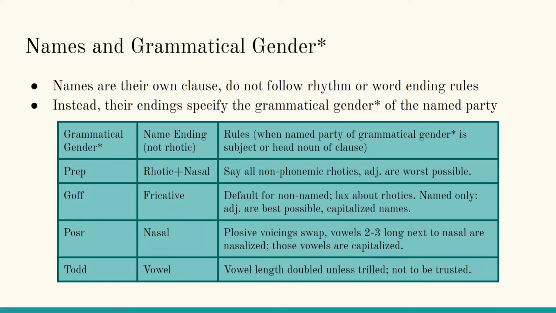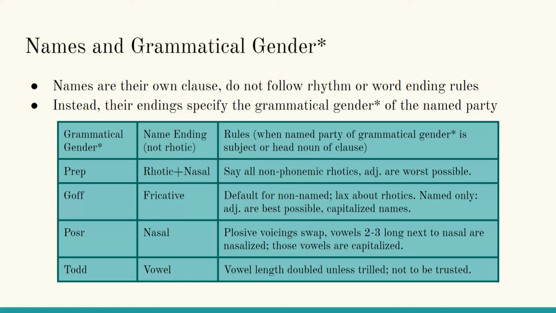The special rules of each come into play when the named party is the subject of a clause or the head noun of an adjective clause. These grammatical genders are derived from the key groups/factions in the events surrounding the life and death of ŋeta. The preps are the monarchy and their supporters, marked by a rhotic/nasal name ending. Their rules are that non-phonemic rhotic clusters are always pronounced, and that adjectives attached to them are always interpreted in the worst way possible. This reflects their rigidity and the animosity which the movement had towards them.